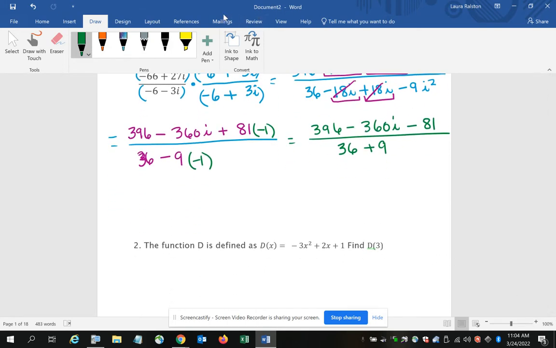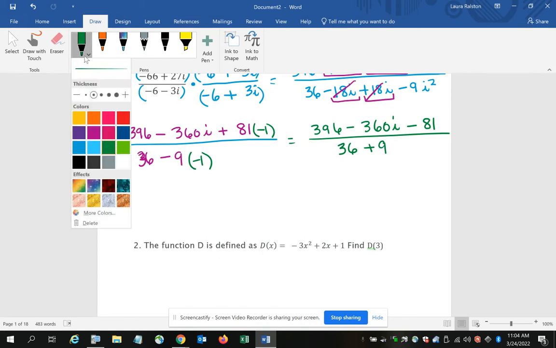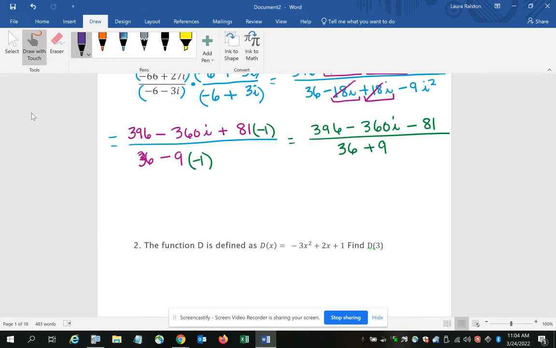And then finally I've got to come back and at the last step combine those like terms again. Okay, so we would have 396 minus 81 gives us 315. Okay, so we combined the real parts. Minus 360i over 36 plus 9 is 45.